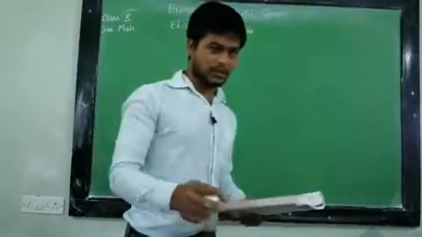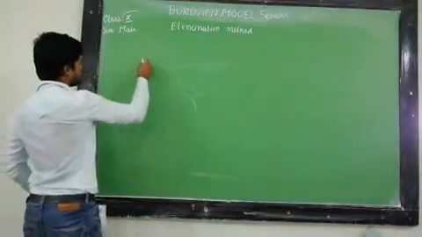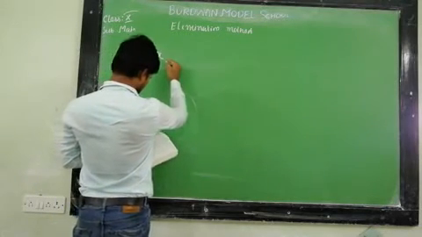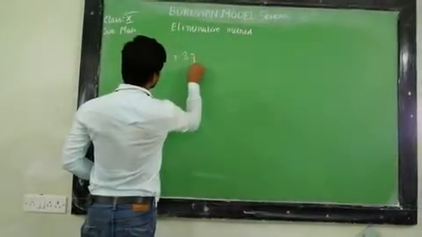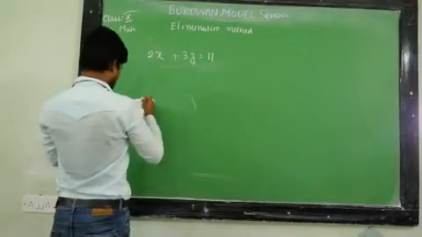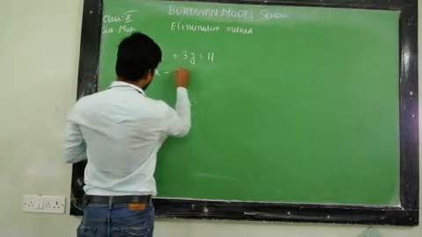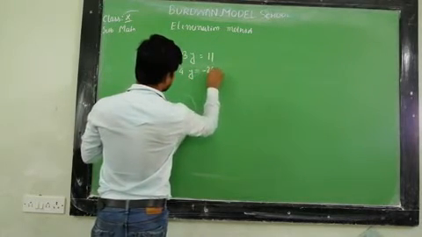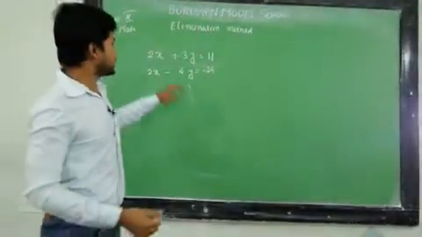Okay, so I'm giving an example. Suppose there are two equations. One is 2x plus 3y is equal to 11, and the second equation is 2x minus 4y is equal to minus 24. We have to solve it by the elimination method.